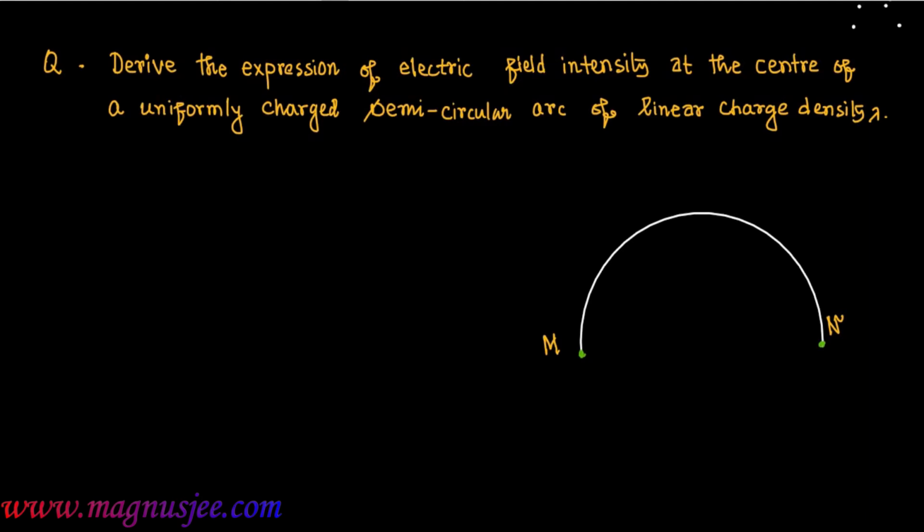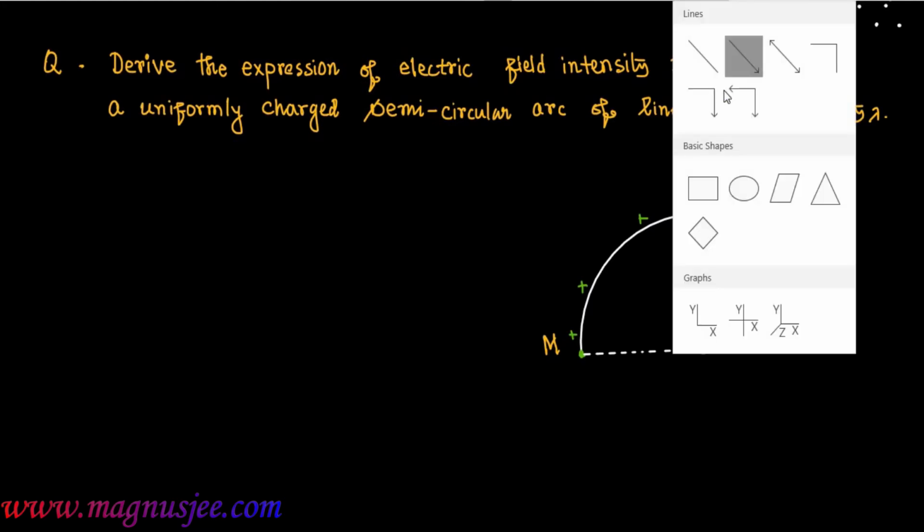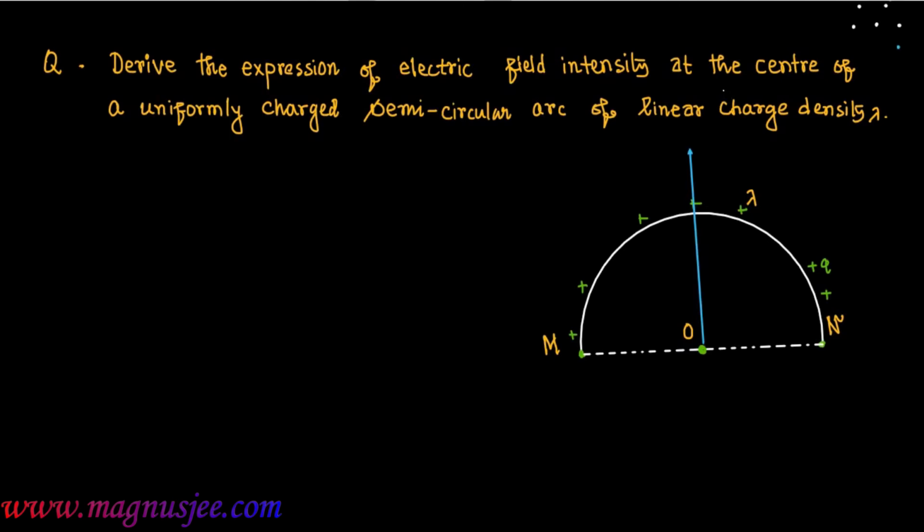In the diagram MNB, a semicircular arc which is uniformly charged with a charge plus q. Lambda is the linear charge density of this semicircular arc. We can draw a horizontal diameter. MN is the horizontal diameter of this semicircular arc. We can denote the center of this semicircular arc. In this case, O is the center of the semicircular arc.